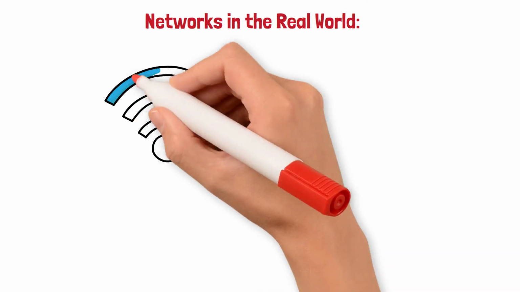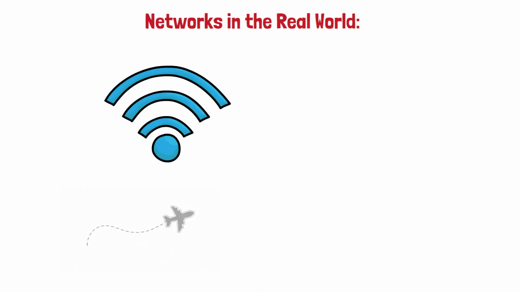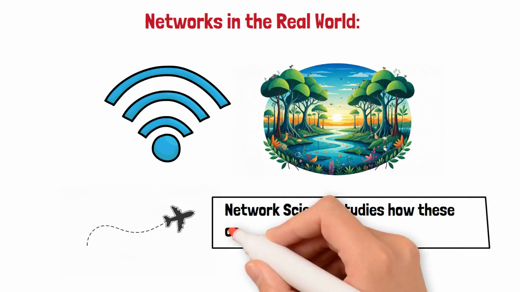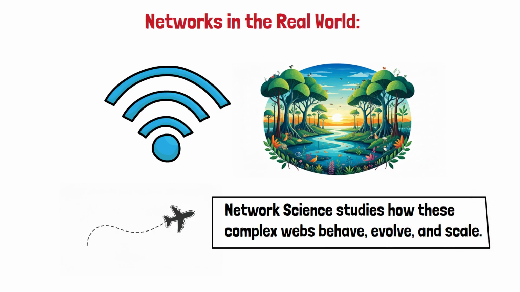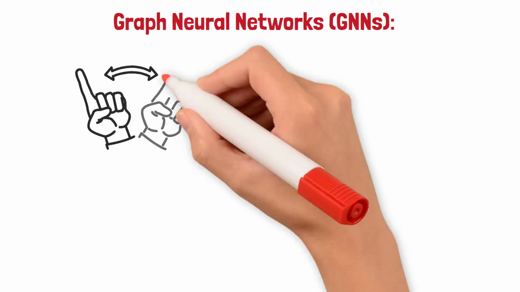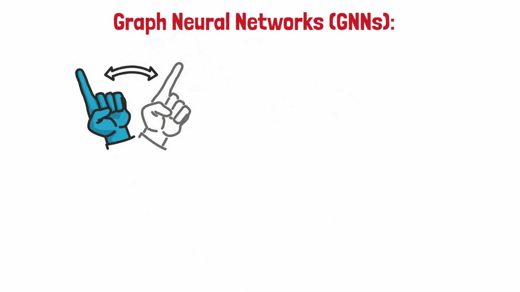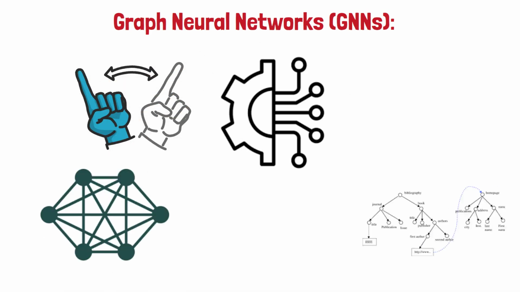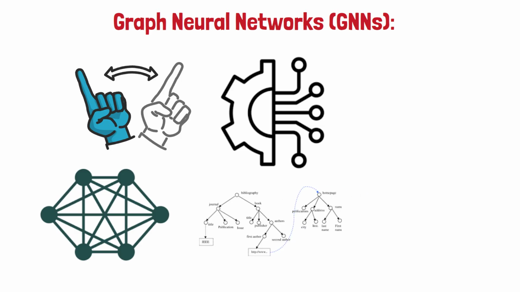Networks in the real world. Graphs grow into large networks like the internet, airline routes, or ecosystems. Network science studies how these complex webs behave, evolve, and scale. Graph neural networks, GNNs. In AI, graphs aren't just abstract structures, they're data. GNNs allow deep learning models to work directly on graph-structured data, powering recommendation systems, drug discovery, and knowledge graphs.